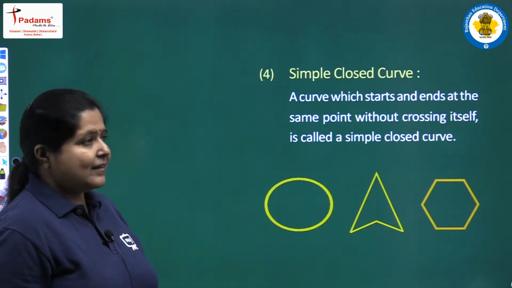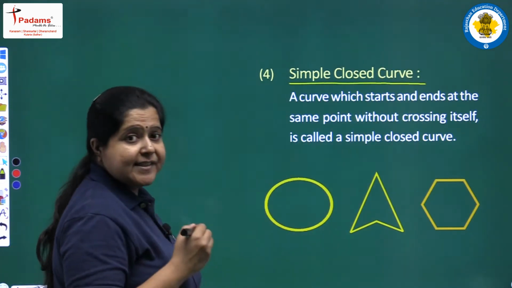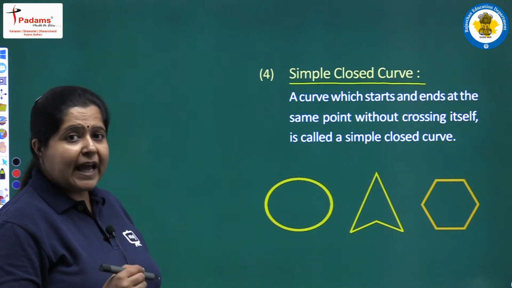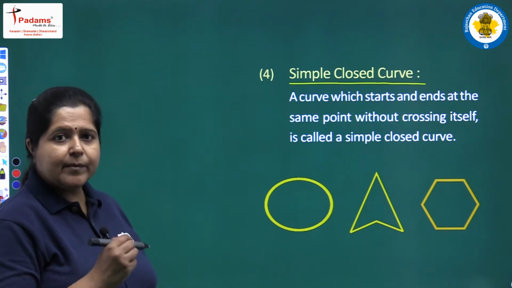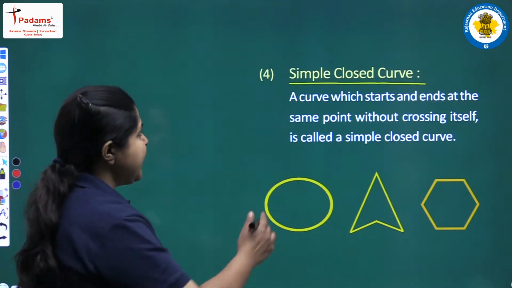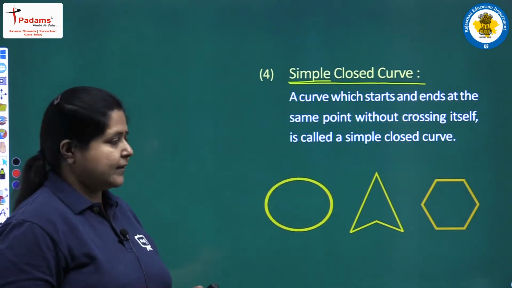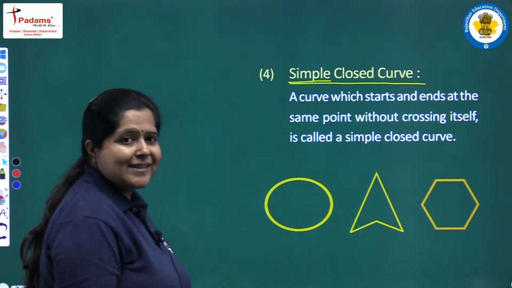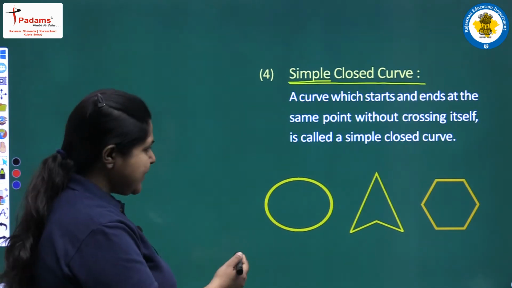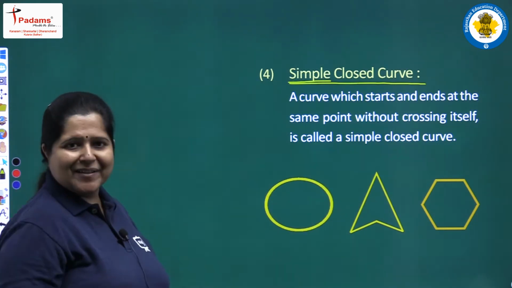Then we have simple closed curve, a curve which is simple as well as closed. For being closed, it will have the same starting point and the same ending point enclosing an area within itself, and for being simple, it will not be crossing itself anywhere. So, these are some of the figures which are simple as well as closed. You can see there is no crossing in them and also there is no open mouth in them.